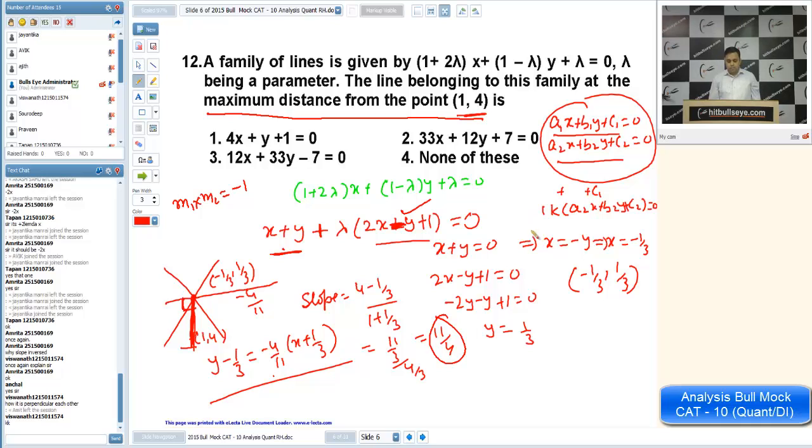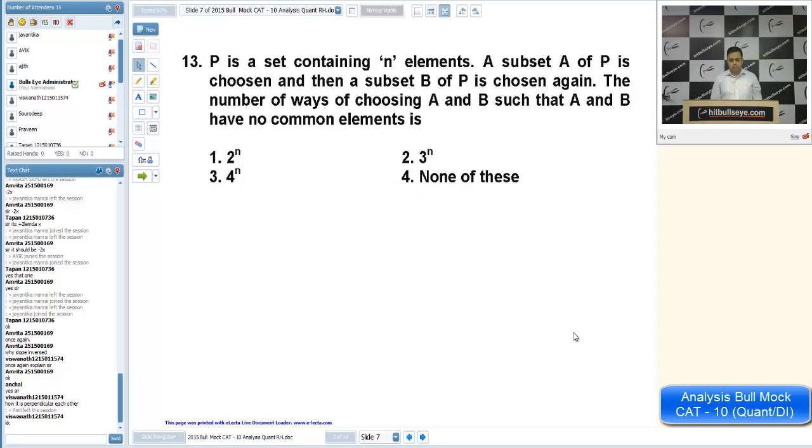Right. So next question is, P is a set containing n elements, a subset A of P is chosen and then subset B of P is chosen. The number of ways of choosing A and B is such that A and B have no common elements is. Should I explain it or not?